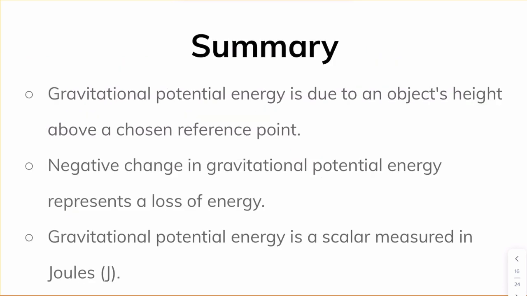So in summary, gravitational potential energy is due to an object's height above a chosen reference point. That's part of the setup of your problems. You have to define where potential energy is zero. A negative change in gravitational potential energy represents a loss in energy, and gravitational potential energy is a scalar, and it's measured in joules.